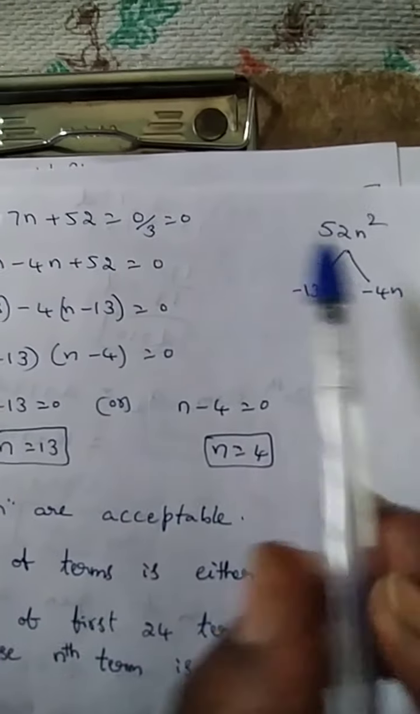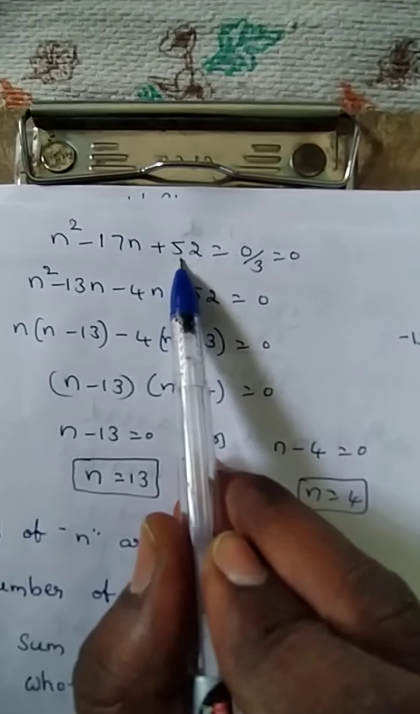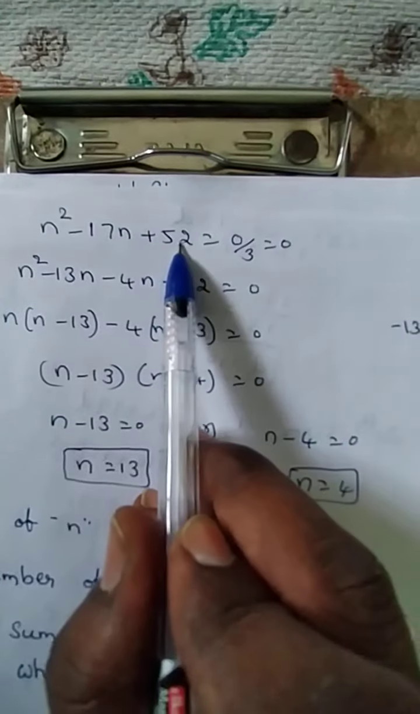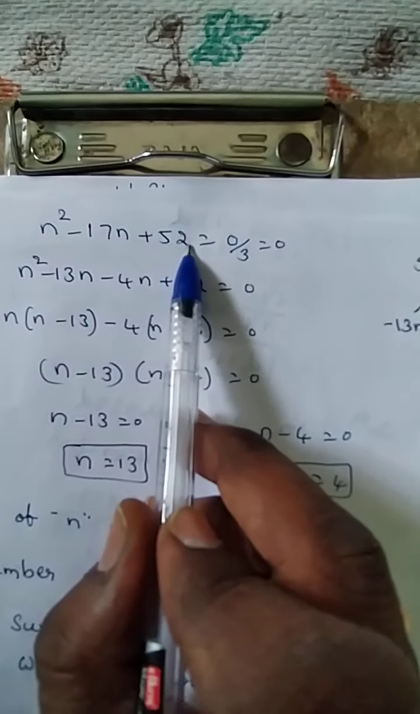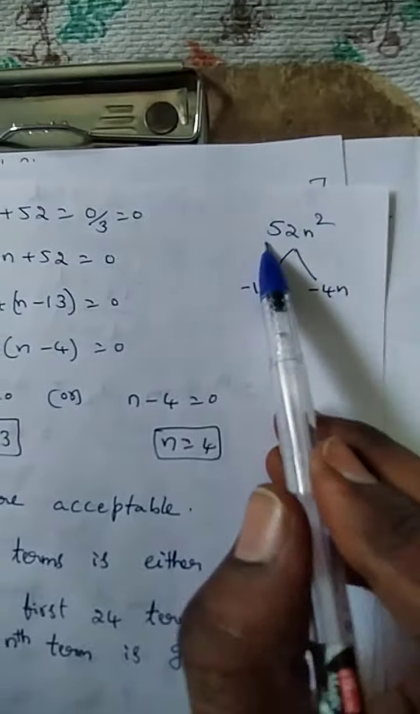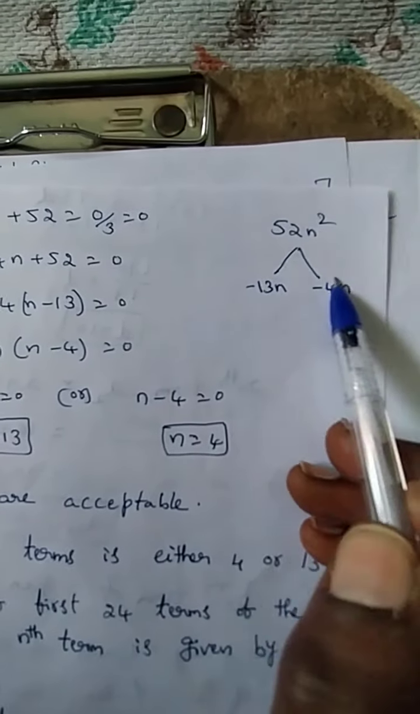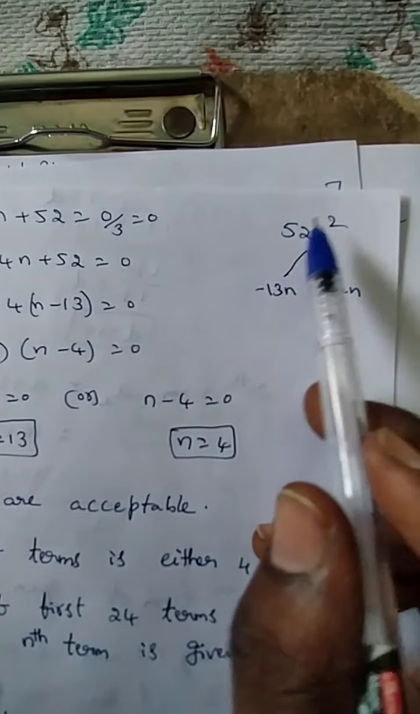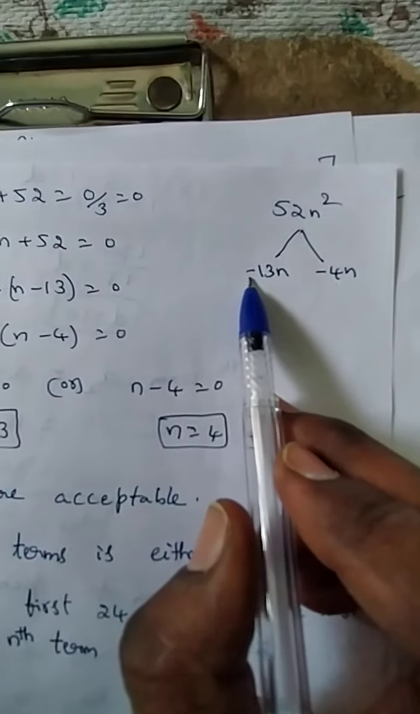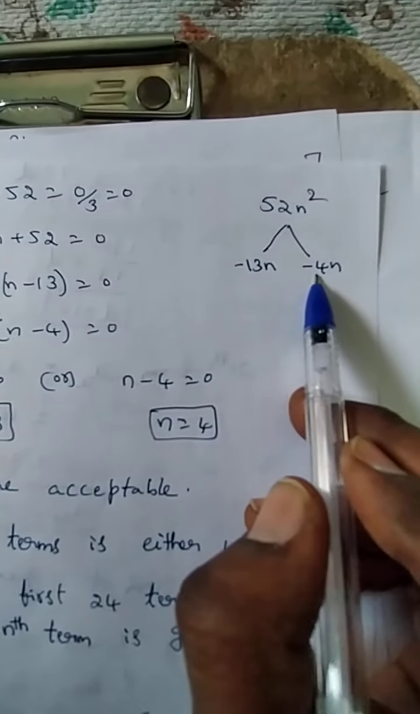In that factorization method, first of all, we multiply the constant value and the n square term. What is the constant value? 52. n square is n square. So 52 n square, plus splitting as the factors. We already did such type of problems in our 9th class. So minus 13n minus 4n. Why? Because minus into minus is plus.